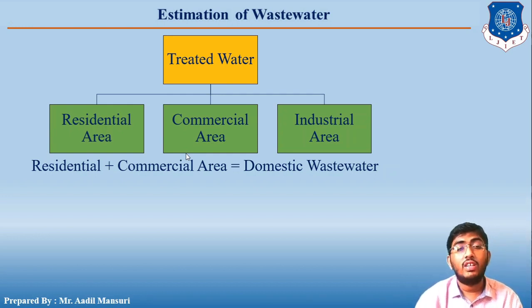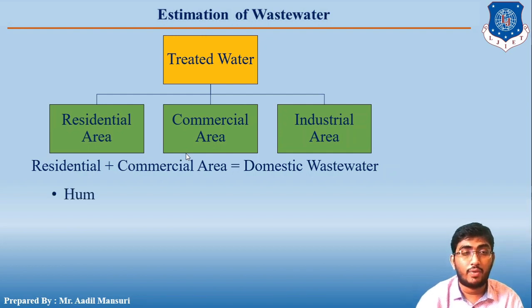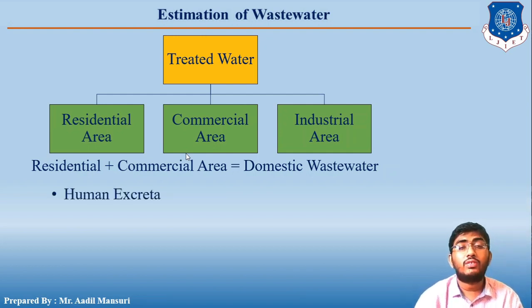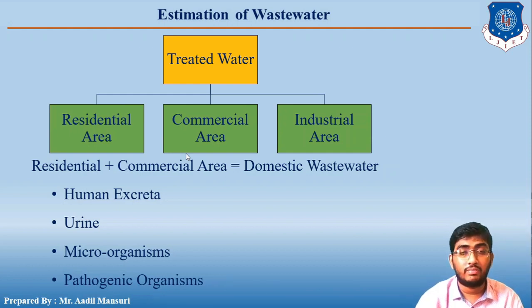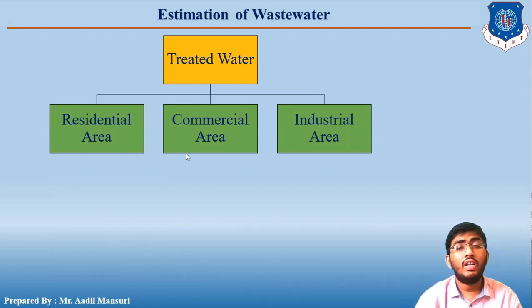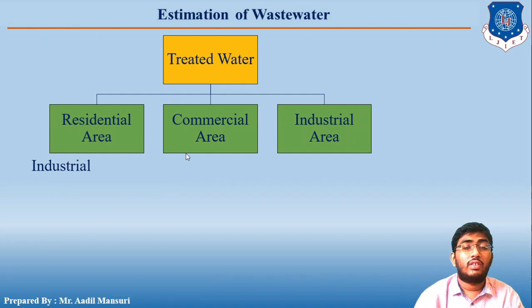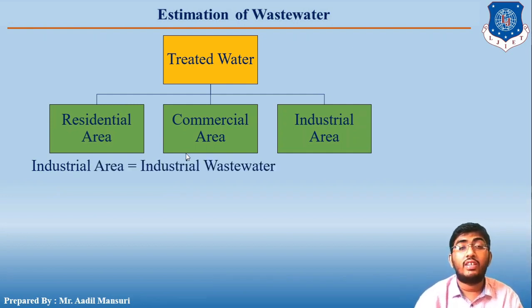Okay, once again, the wastewater which is coming out of the residential as well as commercial area is known as the domestic wastewater. This domestic wastewater contains human excreta, urine, microorganisms as well as pathogenic organisms. Understood? Next, the water which is coming out of the industrial area is known as the industrial wastewater.